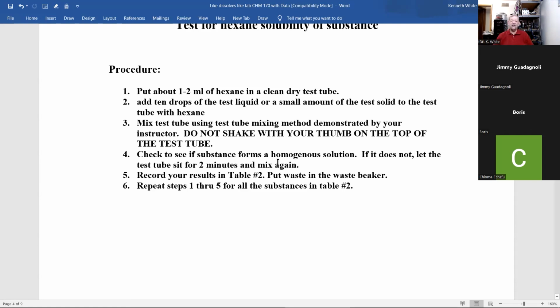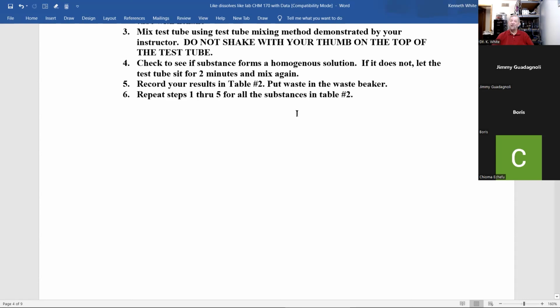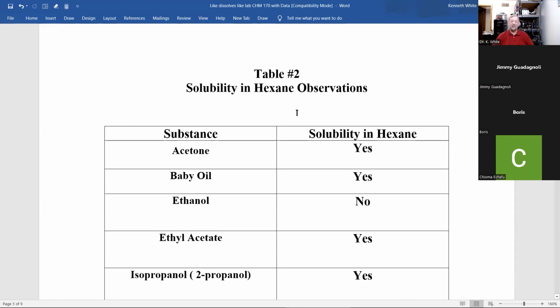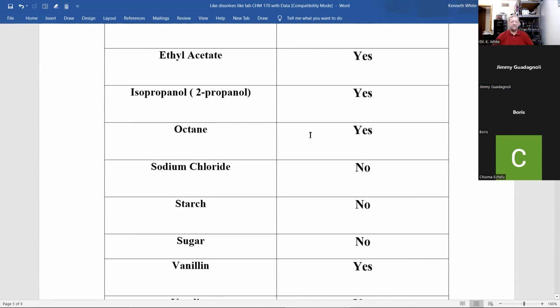And after a minute or 2 of sitting, you pick it up and look: is it the same throughout or are there 2 layers? If it's the same throughout, it's soluble. Hexane is nonpolar, and that compound is nonpolar. If it's not soluble, guess what? It's not nonpolar, it's probably polar. And here's the same chart, but now we're testing it with hexane. And if you notice, sodium chloride is not soluble in hexane, and it's not.